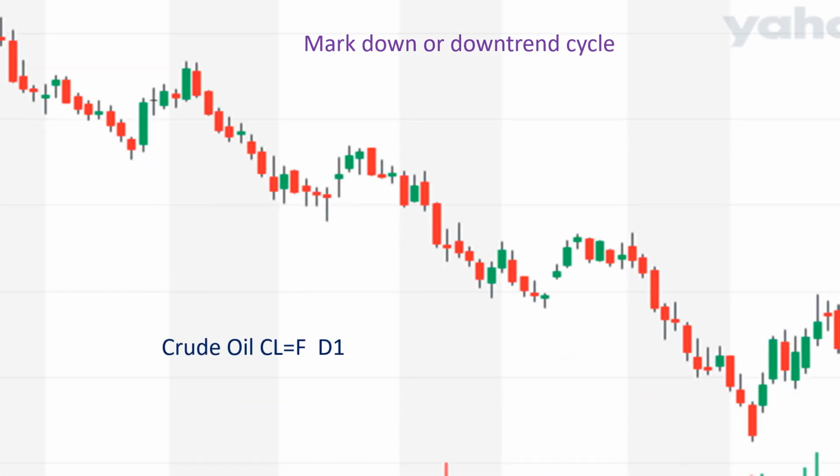Finally, the last cycle is the markdown or downtrend cycle. This is the price trend of crude oil stock, D1 time frame. At the end of a distribution cycle, as we saw in the previous slide, the demand or bullish pressure is strongly weakened and near its end, and we see a strong increase in supply or bearish pressure, and the trend dives into a downtrend.